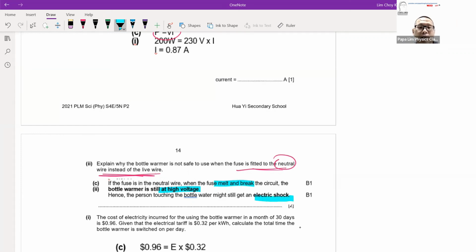Same thing as I gave you when you explain the fuse in the live cable. You always have to tell the marker why the fuse is useful: because it melts and breaks, and after that you can disconnect from high voltage. So these are the keywords that we always write.